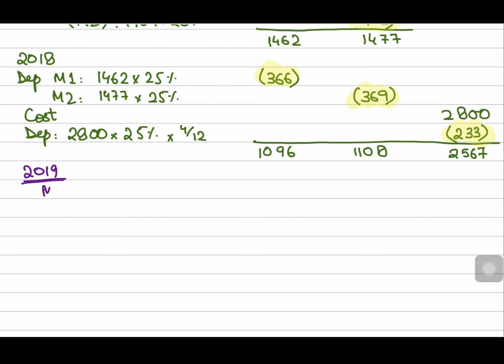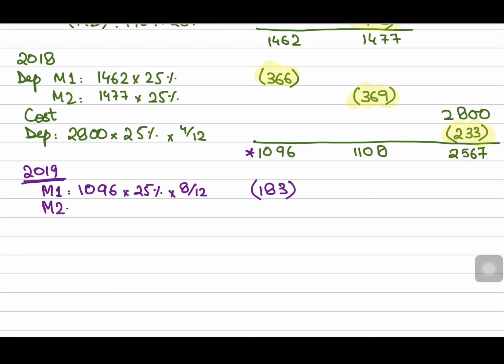On machinery number 1, this is the same machinery which is now being disposed of. So no more depreciation on 12 months, rather, since it is being disposed of on 31st of August, just for 8 months. That will be 1096 multiplied by 25% multiplied by 8 divided by 12 months. This will give me a depreciation of 182.67. So let's just make it 183.